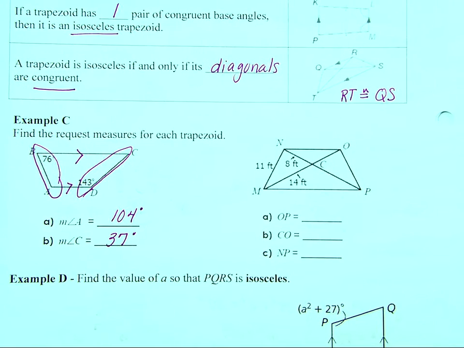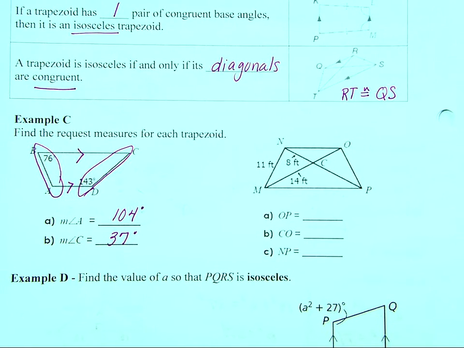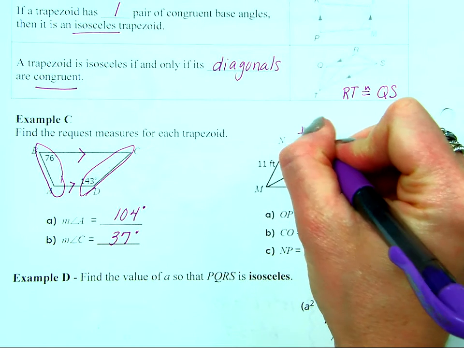Taking a look at the second picture, I'm going to go ahead and tell you that this is an isosceles trapezoid.